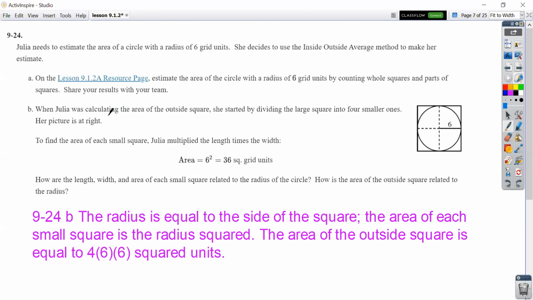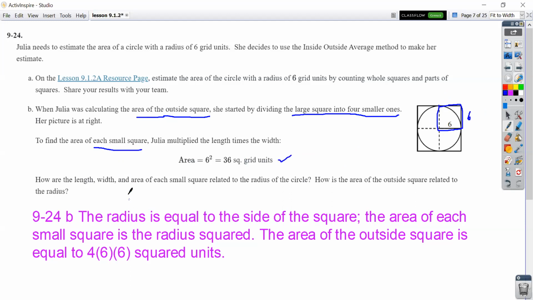Julia was calculating the area outside of the square. Area of the outside square. And then she divided them into 4 smaller ones. 1, 2, 3, 4. So these are the pictures on her right. Each square is 36 square units because 6 times 6 equals 36.